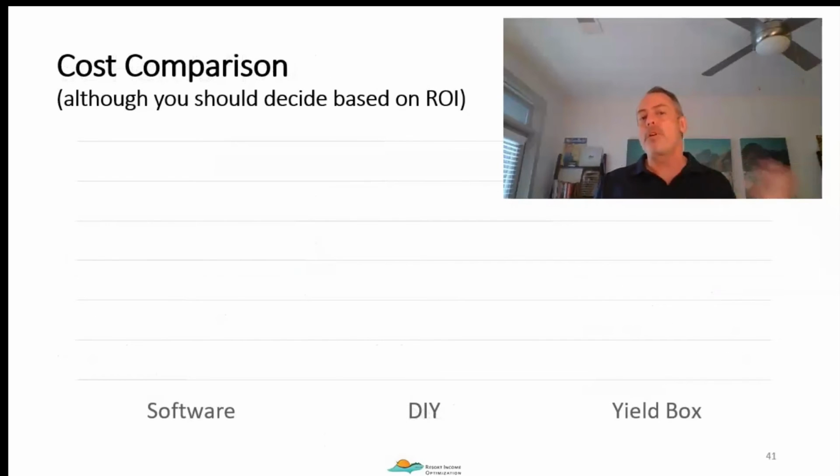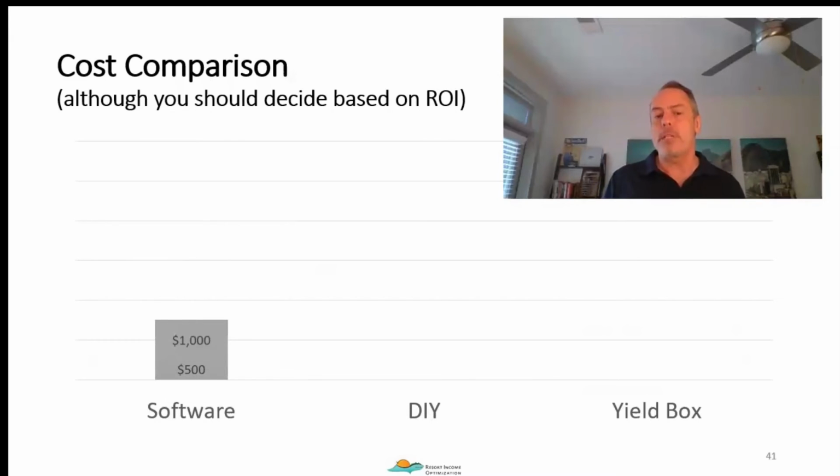So, I'll give you a cost comparison, even though that's not what should drive the decision. You should really decide based on ROI on something like this. But we've talked about some of these options, so we might as well line them up here. In terms of software, these are one-time expenses. That's why they're in gray. These are very conservative, low estimates.